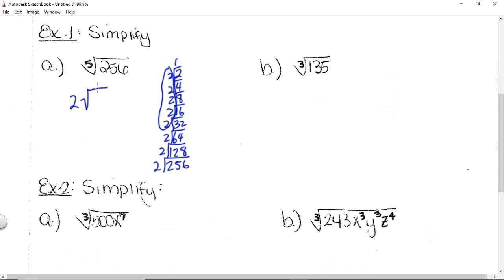And then inside the radical, we have what's left over, which is these 3 2's down here. So inside the radical, we have 2 times 2 times 2. And so we'll rewrite that. And 2 times 2 times 2 is 8. So we have 2 times the 5th root of 8 is the simplified form. Okay, let's look at the next one.